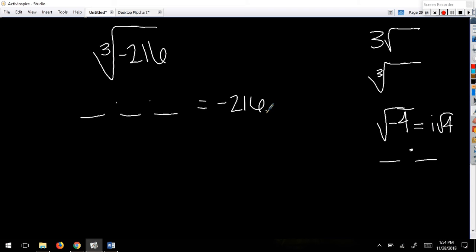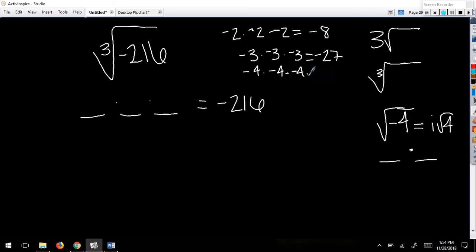So maybe I start thinking, okay, negative 2 times negative 2 times negative 2 would be negative 8. What if I did the same with negative 3? Not adding, but multiplying. Twenty-seven. How about four? 64. That's not it. How about five? And I'm going to just change this to third power because that's the same thing. How about six? Oh, we got it. Negative 6 times negative 6 is 36, and 36 times negative 6 is negative 216. So this would equal negative 6.